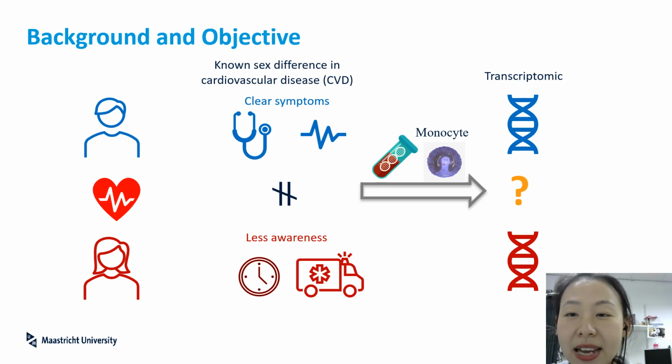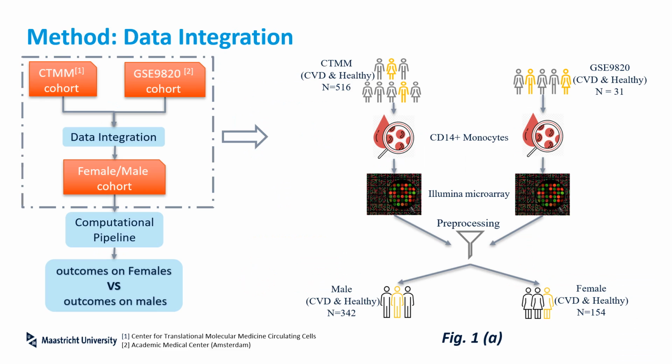It is as yet unclear to what extent these differences are mirrored by differences in transcriptional makeup in monocytic cells, which are instrumental in cardiovascular disease progression. In this study, we comprehensively dissected sex differences in gene expression profiles and regulatory contexts of monocytes obtained from a cohort of cardiovascular disease versus healthy subjects. First of all, I will show you the workflow of this study.